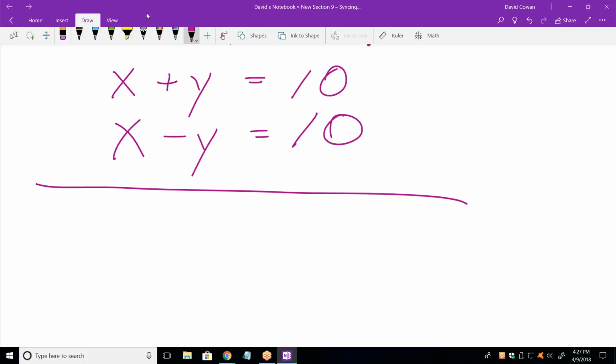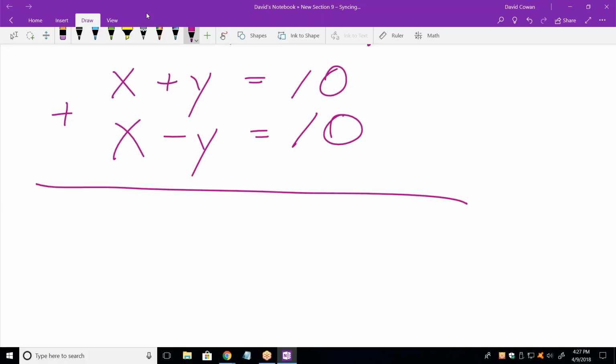I don't have to eliminate x. I have my choice. I can eliminate y or x. The way I have written this, you can add the two equations and y will disappear. That's the easiest thing to do. Always choose addition over subtraction if you have a choice.